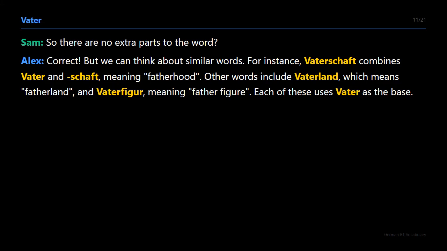Correct. But we can think about similar words. For instance, Vaterschaft combines Vater and Schaft, meaning fatherhood. Other words include Vaterland, which means fatherland, and Vaterfigur, meaning father figure. Each of these uses Vater as the base.